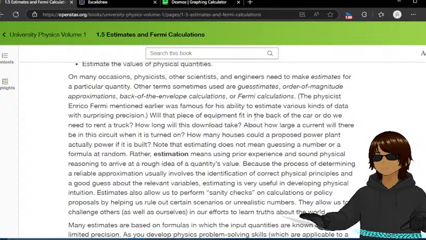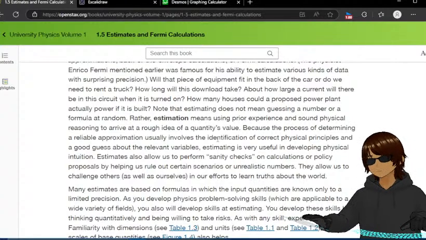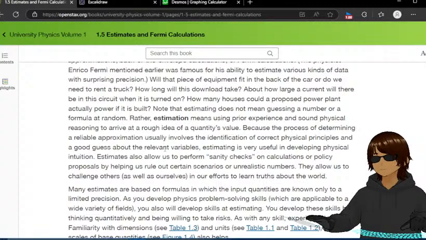Will that piece of equipment fit in the back of the car, or do we need to rent a truck? Estimating does not mean guessing a number or a formula at random. Rather, estimation means using prior experience and sound physical reasoning to arrive at a rough idea of a quantity's value. Because the process of determining a reliable approximation usually involves the identification of the correct physical principles and a good guess about the relevant variables, estimating is very useful in developing physical intuition.